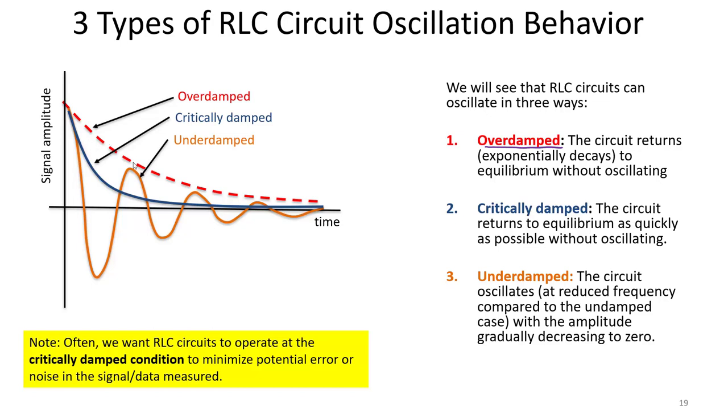You can see the overdamped behavior as the red dashed line in this plot. When we have overdamped behavior, the circuit is going to exponentially return to equilibrium without any sort of oscillations or back and forth motion of current or voltage. So you see in the red dashed line, we simply return straight to equilibrium. There's no oscillating positive and negative of our signal.